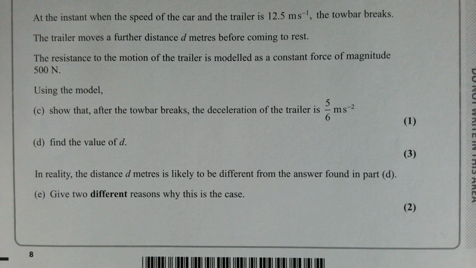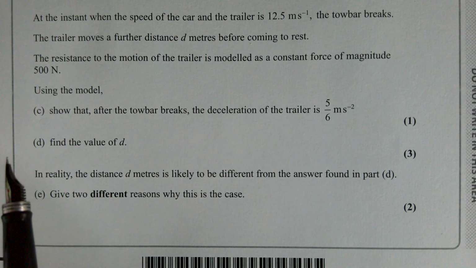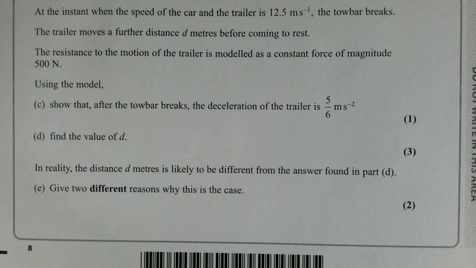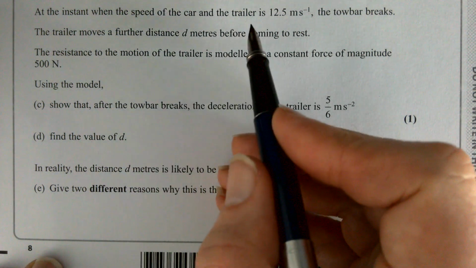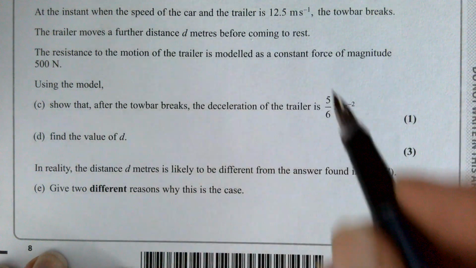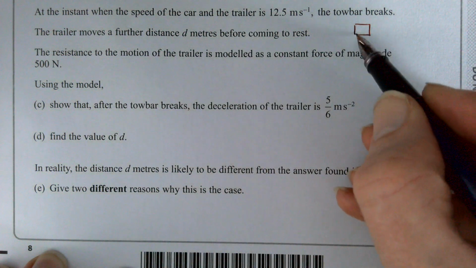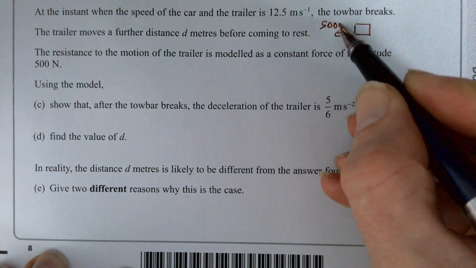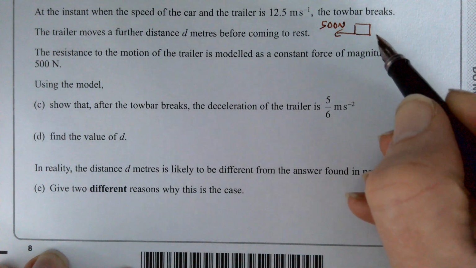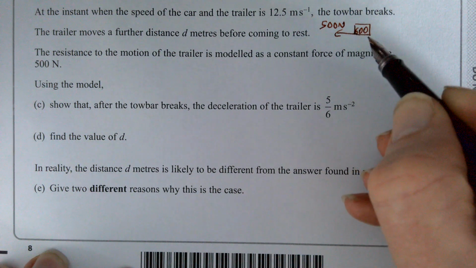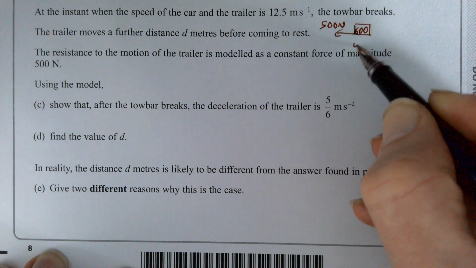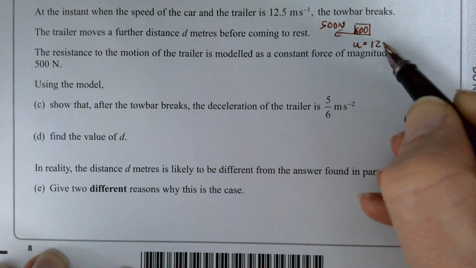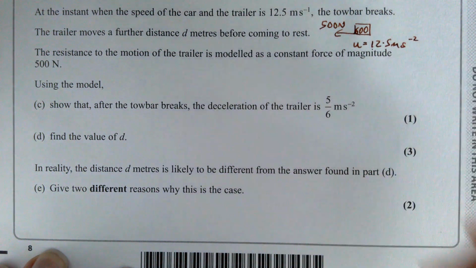Part 2. At the instant when it breaks, we need a new model, which is a much simpler model. You've just got your trailer which has a resistance of 500 newtons, and it's got no force pulling it, but it's still 600 kilograms, and it's got an initial velocity of 12.5 meters per second.